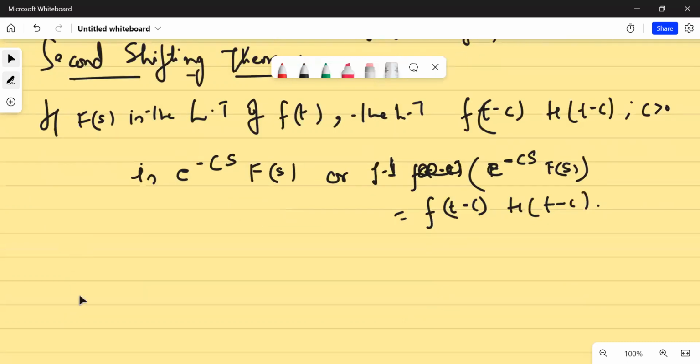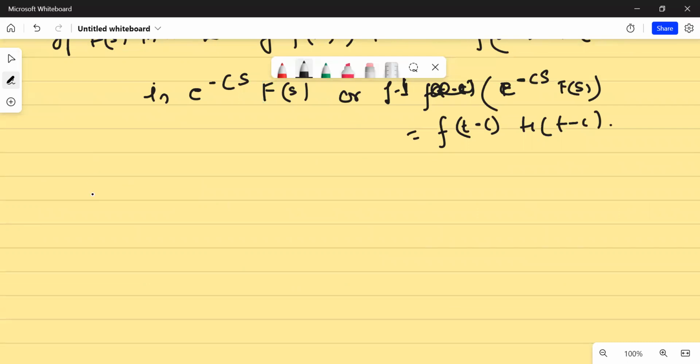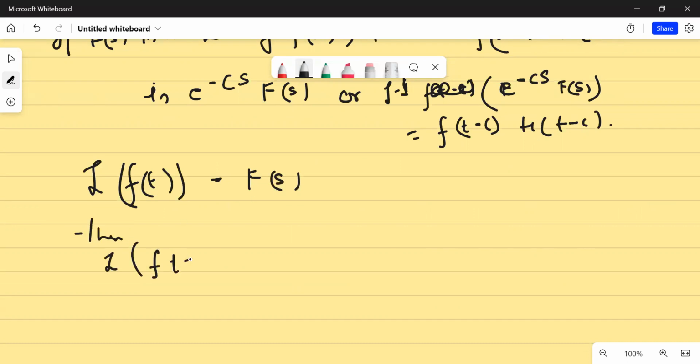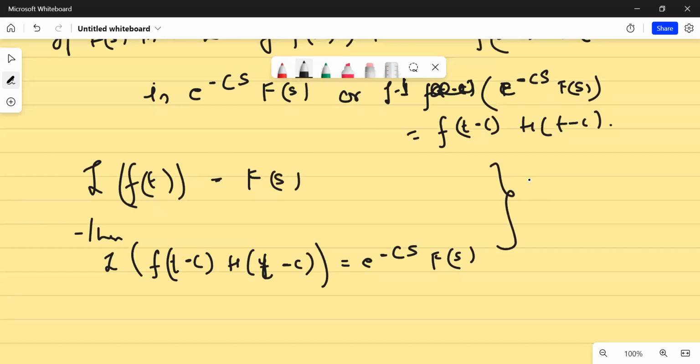Is that clear? So mathematically, this is what you refer to as your second shifting theorem. That is, if the Laplace transform of f(t) is simply F(s), then the Laplace transform of f of t minus c into h of t minus c is simply e to power minus cs F(s). And this is what you refer to as your second shifting theorem. Is that clear? Yes, sir. Okay, good.